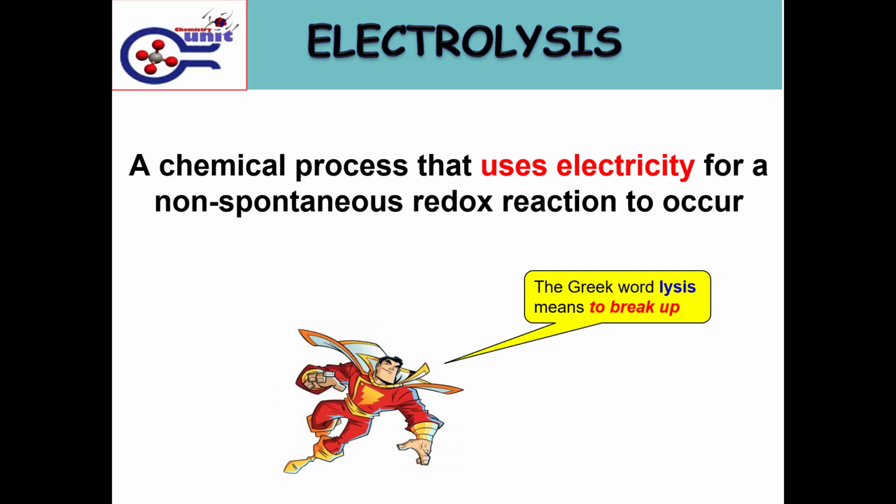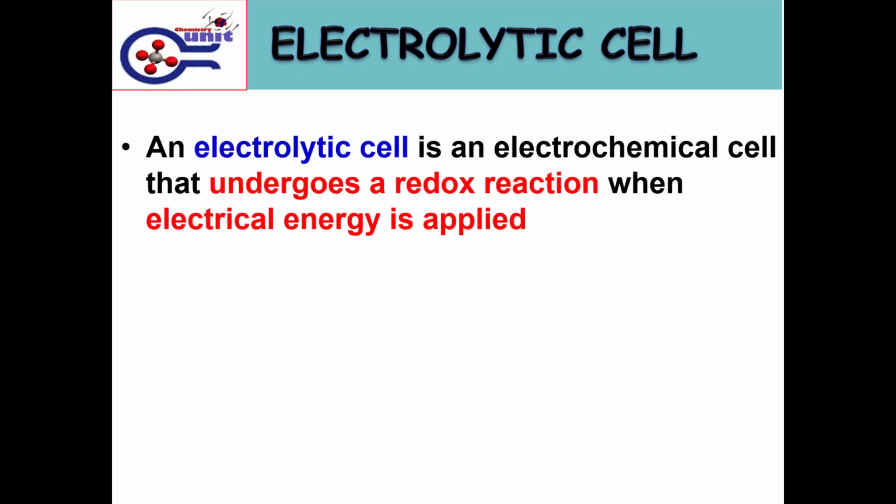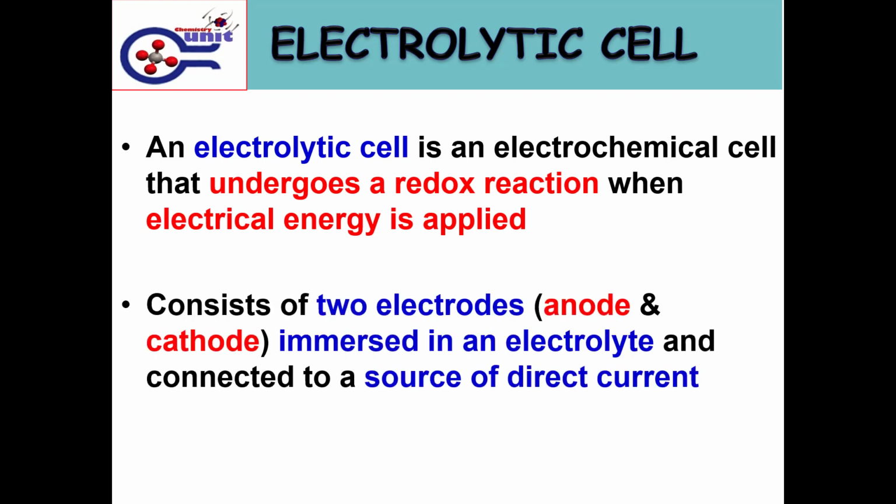Let's look at the last subchapter in electrochemistry, which is the electrolytic cell. We start with the concept of electrolysis. Electrolysis is a chemical process that uses electricity for a non-spontaneous redox reaction to occur. An electrolytic cell is an electrochemical cell that undergoes a redox reaction when electrical energy is applied. It consists of two electrodes, anode and cathode, that are immersed in an electrolyte and connected to a source of direct current.